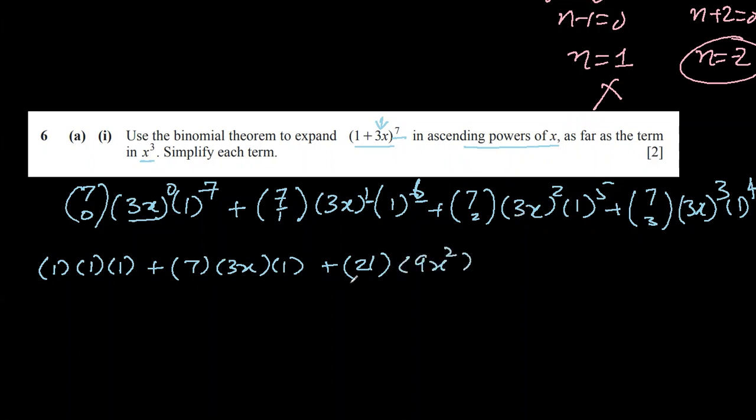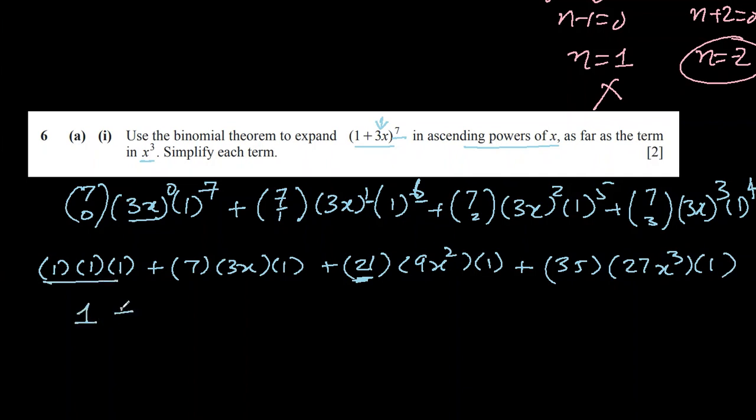You might be thinking, how do I know 7c2, 7c3? They are repeatedly used in exams and questions. So I have an experience of about 20 years of teaching. So I know these calculations. You can use your calculators. 7c3 is 35, 27x cube, and 1. So this will give us 1.